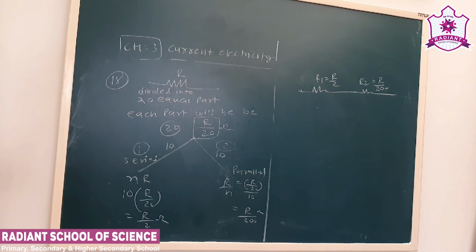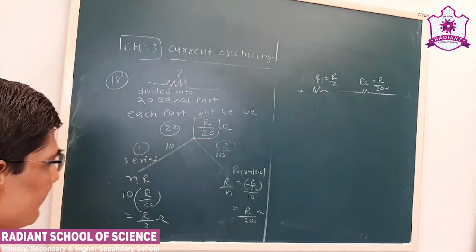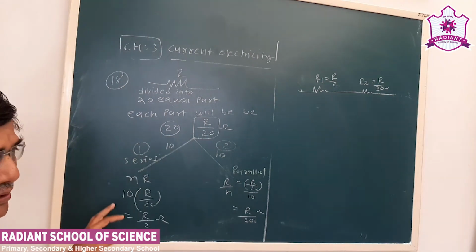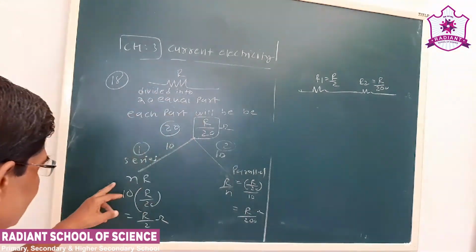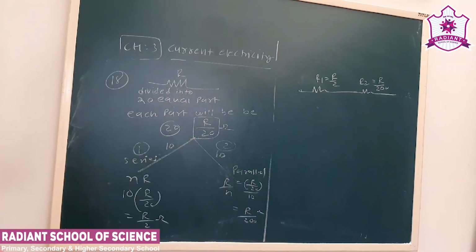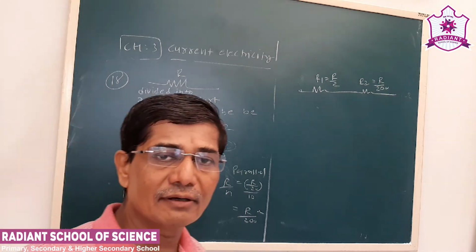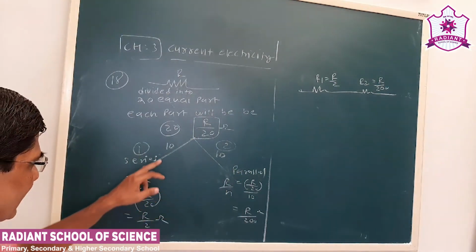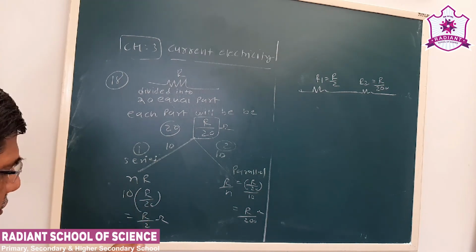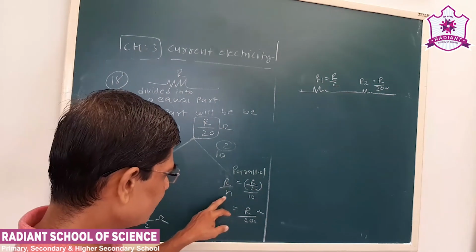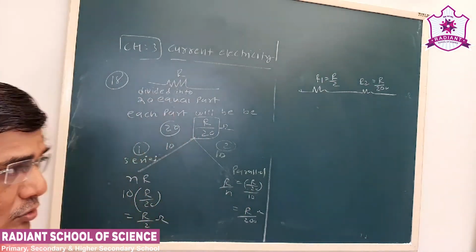So what we have done here: the question says it is divided into 20 equal parts, so each part will be of R upon 20 value. Now 10 parts are connected in series and 10 parts are connected in parallel. When resistances of equal value are connected in series, it will be nR. N is 10, R is R by 20, so we'll get R by 2. Parallel it will be R by n, that is R upon 200.